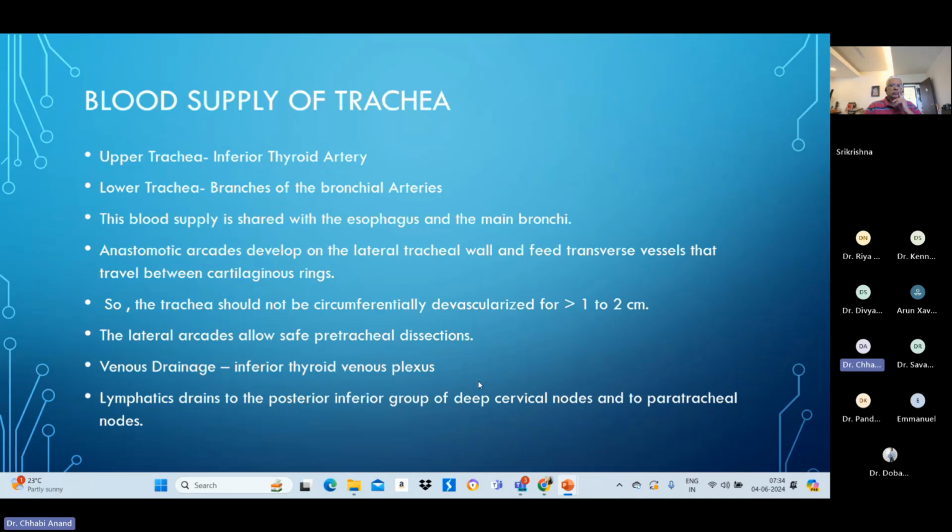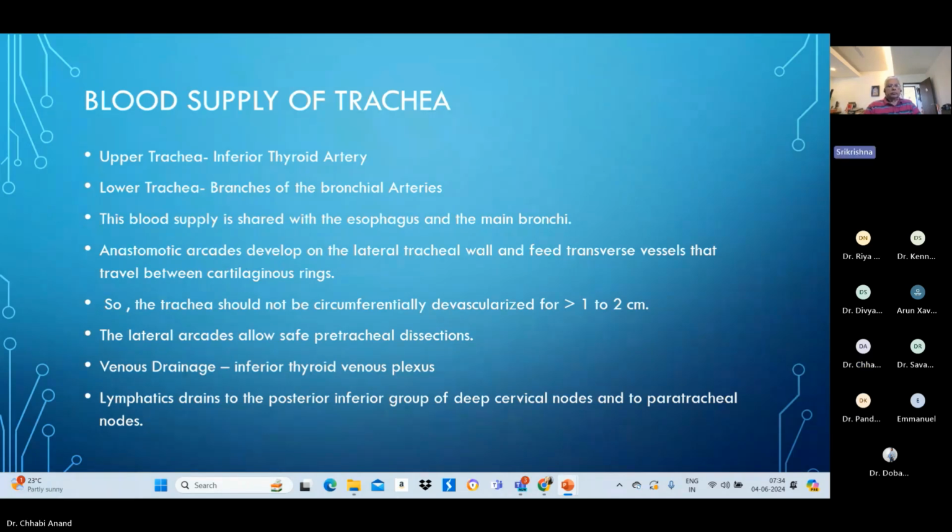Blood supply of trachea. Upper trachea is supplied by inferior thyroid artery. Lower trachea is supplied by branches of the bronchial arteries. This blood supply is shared with the esophagus and the main bronchi. Anastomotic arcades develop on the lateral tracheal wall and feed transverse vessels that travel between the cartilaginous rings. So the trachea should not be circumferentially devascularized for more than 1 to 2 centimeters. The lateral arcades allow safe pretracheal dissections.